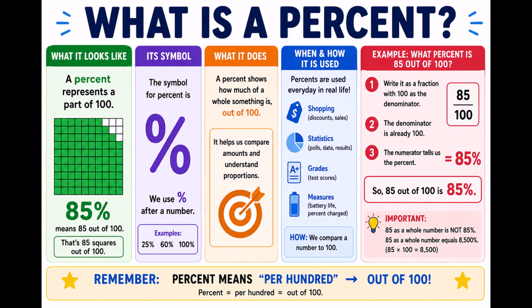The symbol for percent is this symbol right here with the two circles, with one circle over the line and the other circle under the slanted line. We place it after the number. For example, 25, and then we put the percent sign. 60, and then the percent sign. And 100, and then the percent sign. So we read it as 25%, 60%, 100%.